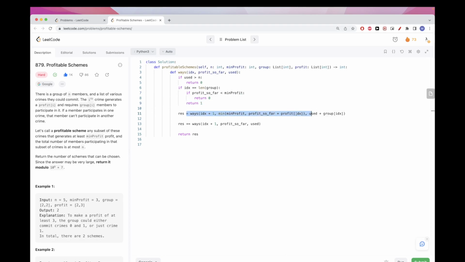And then here we have two choices. We either take it or not take it, okay? If we take it, then we add the profit. If we don't take it, we don't add it, and then we return the result. Now we need to call it with the first index 0, the profit so far is 0, and the members used is 0, and we return this.